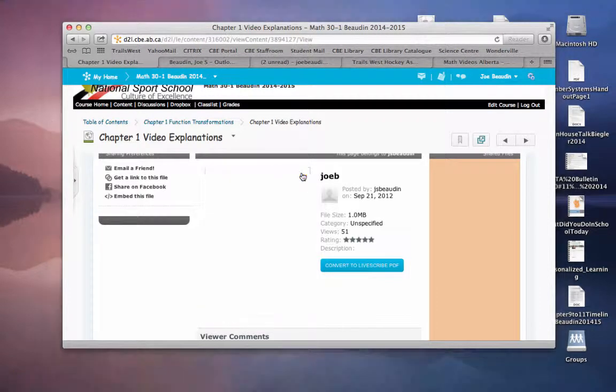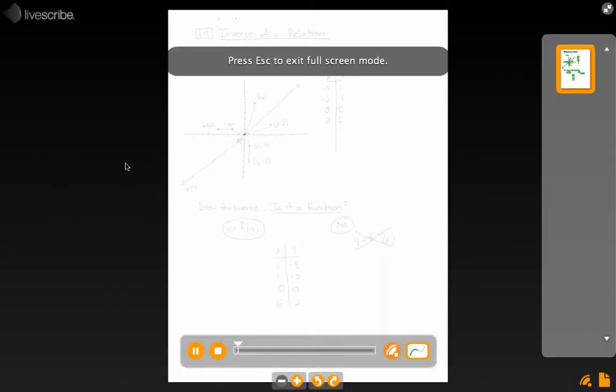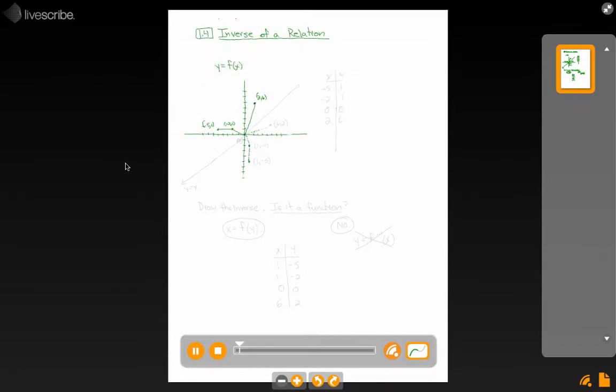Okay, our next section is 1.4, inverse of a relation. So our starting function is given here, just a strange little broken line function that you can't do on your calculator. It goes through the coordinates (-5, 1), (-2, 1), and the origin, and then up to (2, 6).